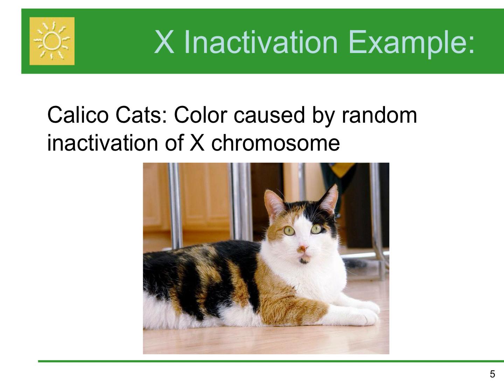Calico cats make a really great example of X inactivation. Calico cats are mainly female. Places where we see the black fur developing are where they had the X chromosome turned on that carried the gene for black fur. And places where we see the orange fur developing are where the X chromosome with the gene for orange fur was turned on.